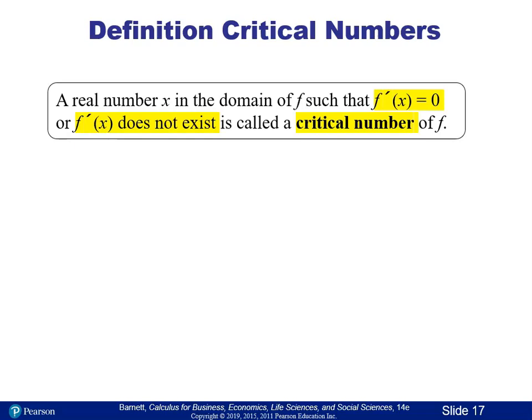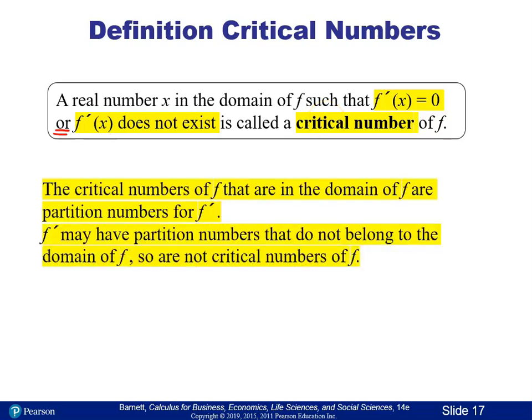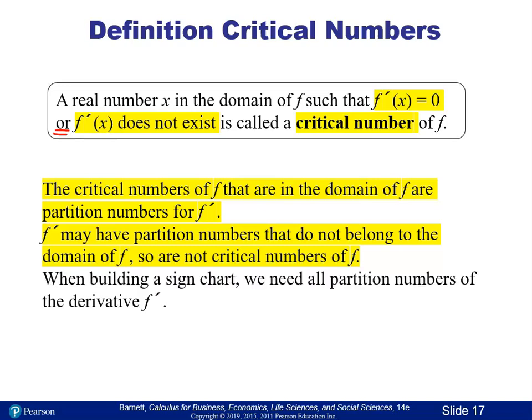Okay, so we've talked a little bit about critical numbers, but here's our definition. A real number x in the domain of f, so it does need to be in the domain for it to be a critical number, such that the derivative is equal to 0 or the derivative does not exist. So we've seen examples where the derivative equals 0. We have not seen examples where it does not exist, but both can provide us with critical numbers to put on our sign chart. Your textbook calls them partition numbers. Basically, these are just the numbers that divide your sign chart up.